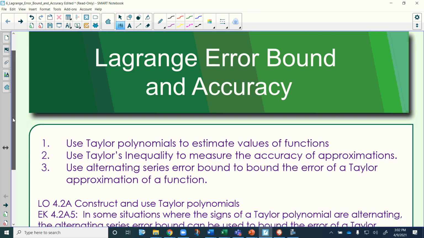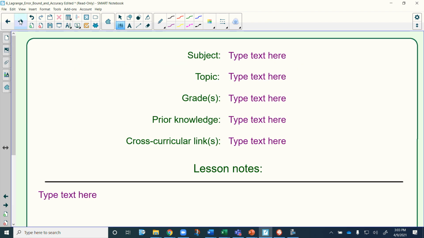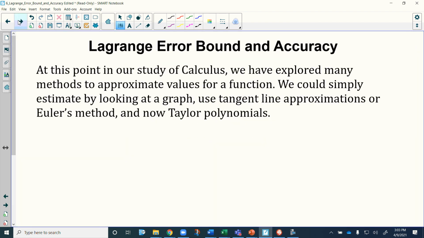And if you are so inclined, here are some subsequent skills and prior information things that we may need to have for the lesson involved. And let's just go ahead and jump into it here.